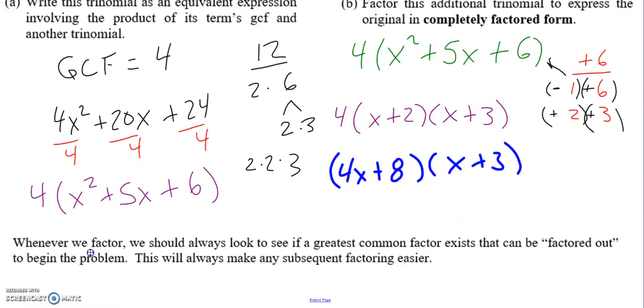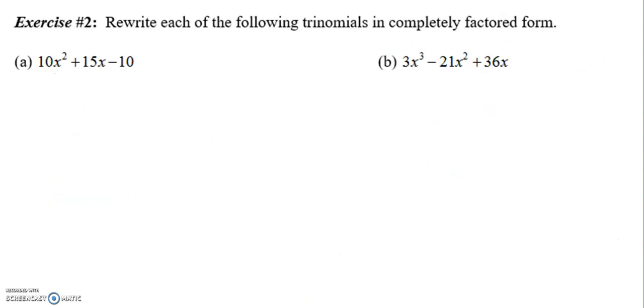And it's pretty much what I was saying down here: whenever we factor, we should always look for the greatest common factor first. Always do that. It will make things much easier if you take out the GCF first. You could do it second here, but you know that this type of factoring is harder than this type of factoring here. Alright, so let's keep going and see how you do.